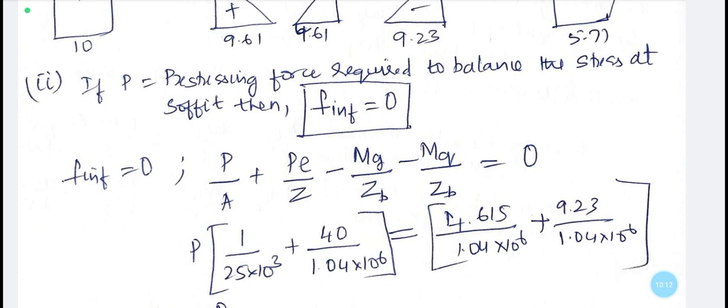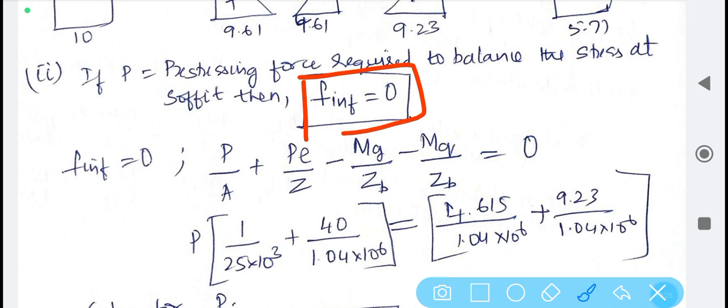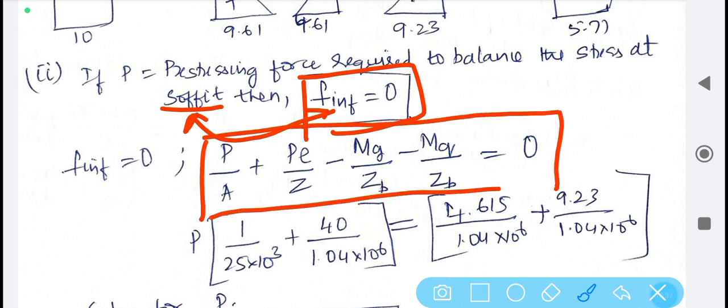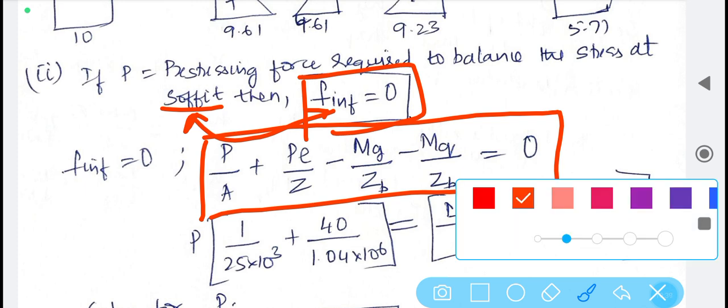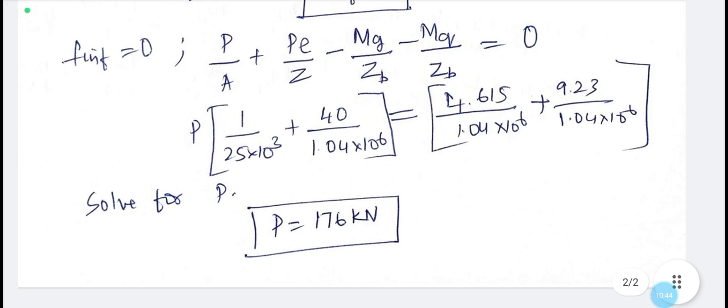Equilibrium means balancing, that is we are trying to equate the soffit of the central span section stress equal to 0, which means the F inferior expression is equated to 0. That is, soffit is nothing but the inferior. F inferior has to be balanced, and that is how we are equating. So that is why we have taken the F inferior equation, equated it to 0, taking this P common outside and sorting out. Finally, we get the value of P as 176.